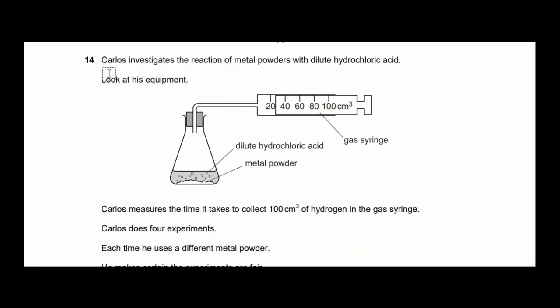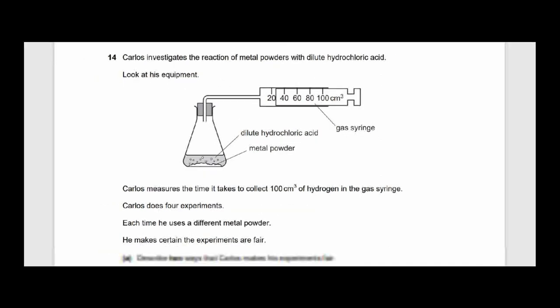Next, here we go. Question 14. Colors investigates the reaction of metal powders with dilute hydrochloric acid. Look at his equipment: metal powder, dilute hydrochloric acid, gas syringe. Colors measures the time it takes to collect 100 cubic centimeters of hydrogen in the gas syringe. Colors does 4 experiments. Each time he uses a different metal powder. Question A. Describe two ways that Colors makes his experiment fair.